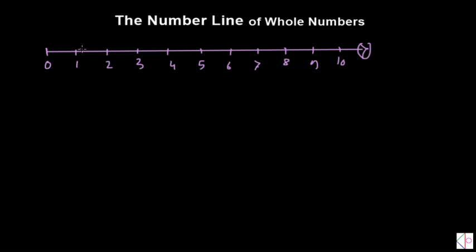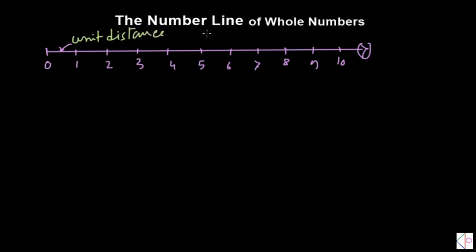The distances between these points are equal and uniform, and a single distance, that means the distance between 0 to 1, is called the unit distance.